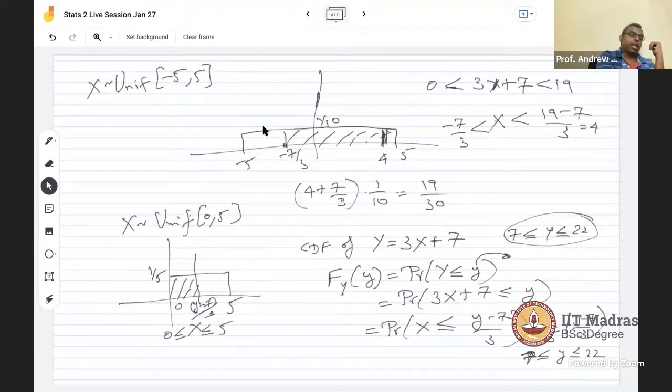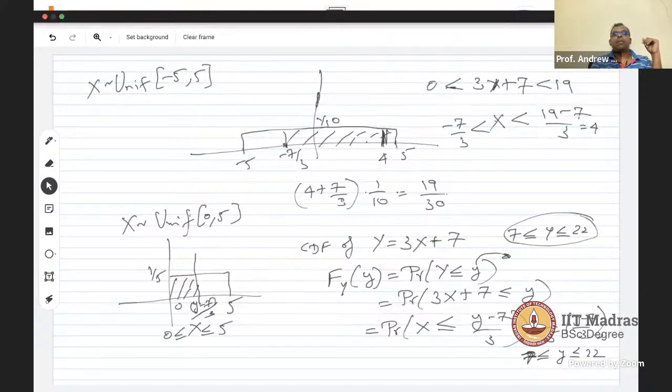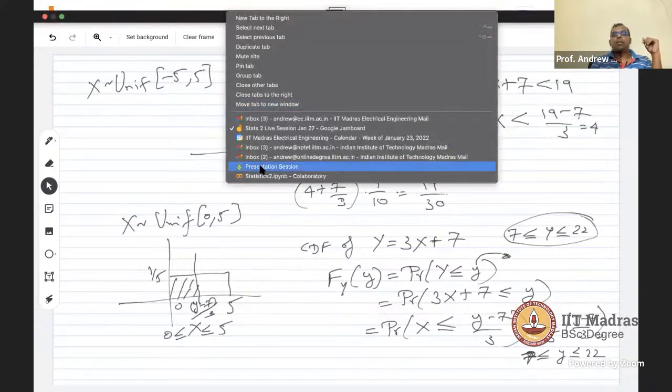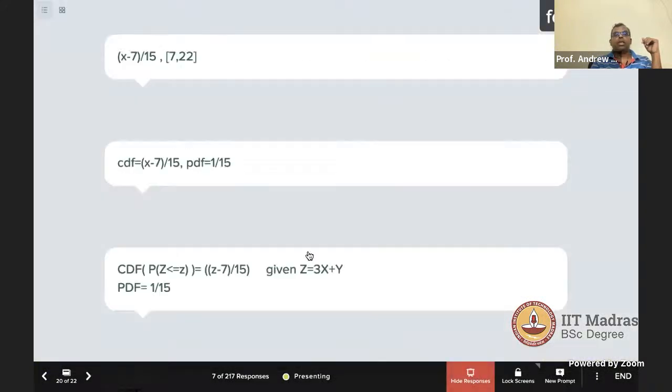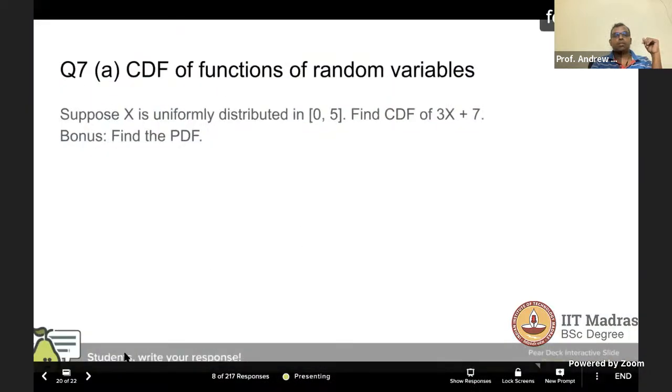You don't have to worry too much about it. And what will be the PDF? You can just differentiate with respect to y. You will get 1 by 15 between 7 and 22. That's again the uniform distribution. So very standard method. I just did it in detail because it was the first question I had asked. So hopefully people figure it out. Okay, so it's correct. I think most of you have got the correct answer.